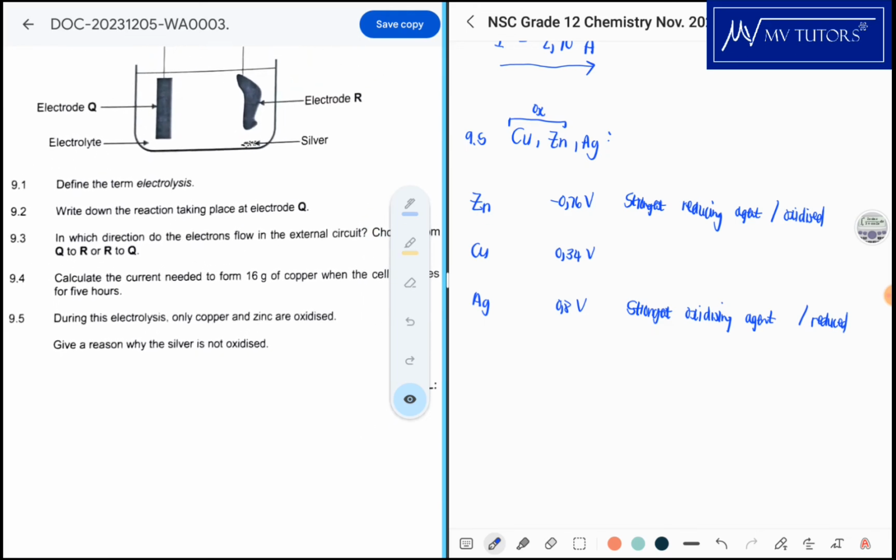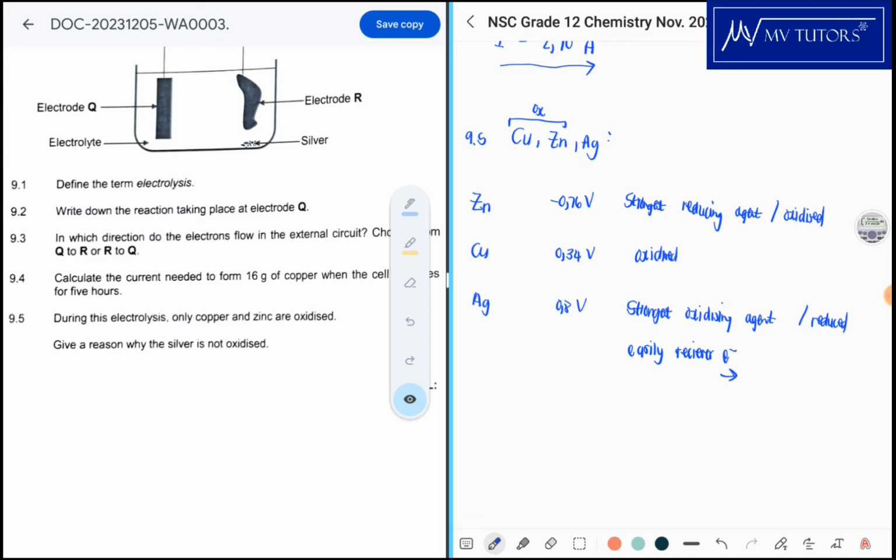Now they're saying during the electrolysis only copper and zinc are oxidized. Yes, we can believe that. Now it says give a reason why the silver is not oxidized. Silver is not oxidized because it is the strongest oxidizing agent. Therefore, in this case, it is being reduced. Because it's being reduced, it has no time to be oxidized. It wants those electrons. It easily receives the electrons that are coming from that impure copper sample.